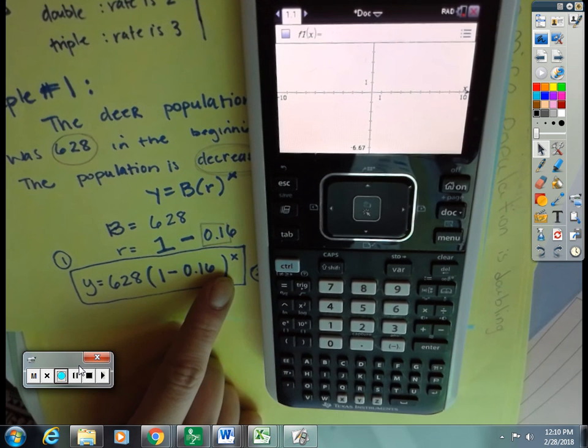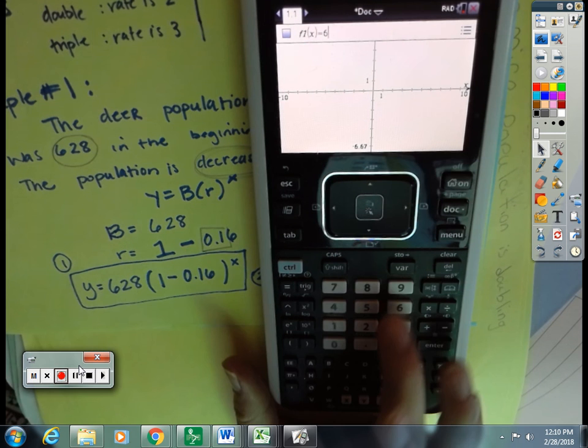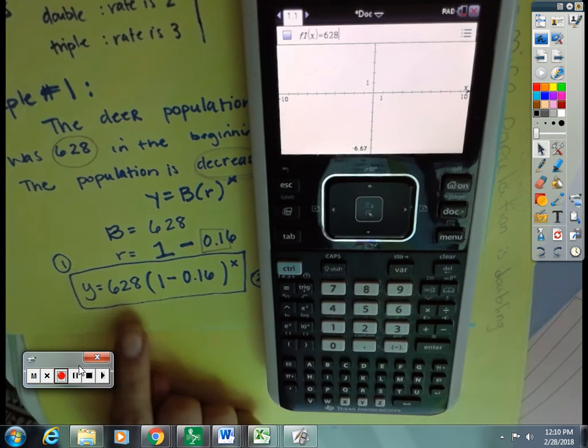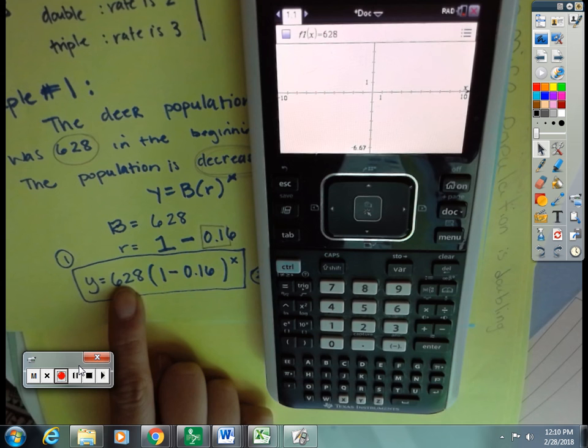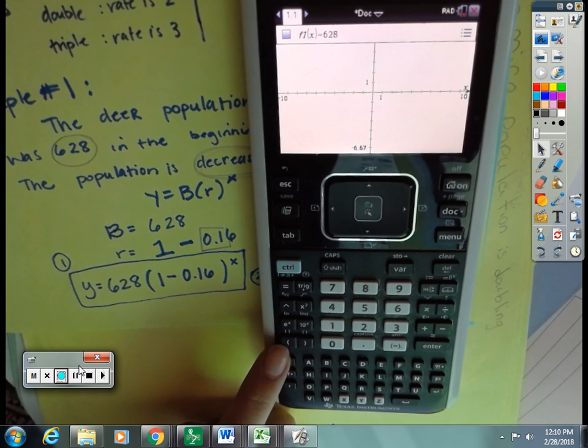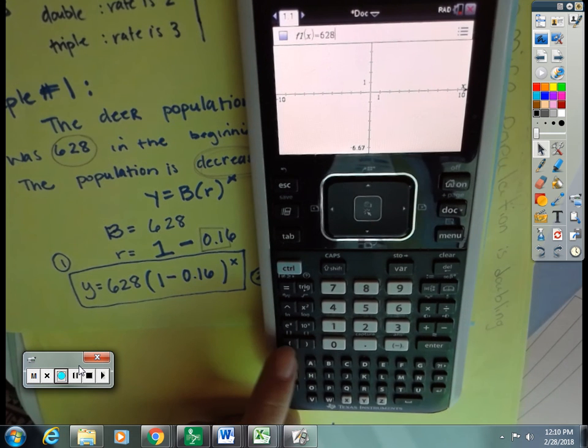So type in 628, parentheses. These are the parentheses right here next to the 0. Parentheses 1.